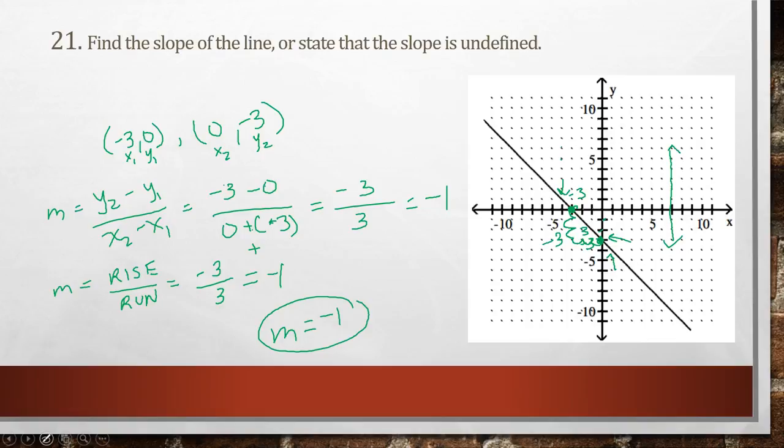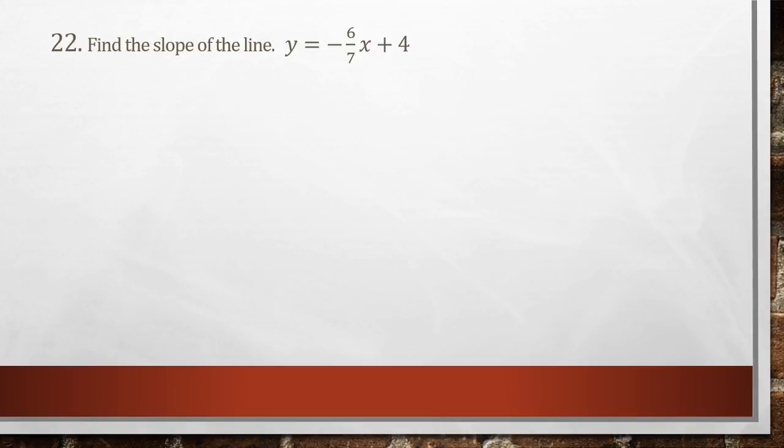All right, let's move on to number 22. So this one says, find the slope of the line. Now remember, our slope-intercept form is y equals mx plus b. Now our m is our slope, our b is our y-intercept. So in order to check what our slope of a line is, you want to put it into this form.